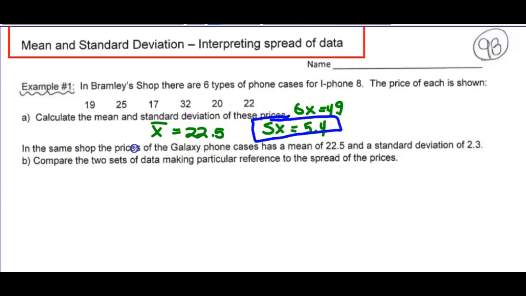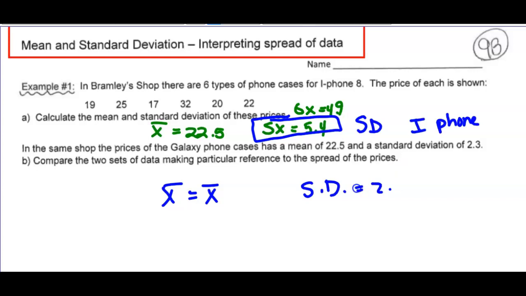All right. In the same shop, the prices of the Galaxy phone cases has a mean of 22.5 and a standard deviation of 2.3. So the means are equal, but the standard deviation, which I'm just going to abbreviate like this so you know what I'm talking about, is 5.4 for the iPhones and 2.3 for the Galaxy cases. So does anybody know what that means? It means that the iPhone cases have a bigger standard deviation, they're spread out more, okay?